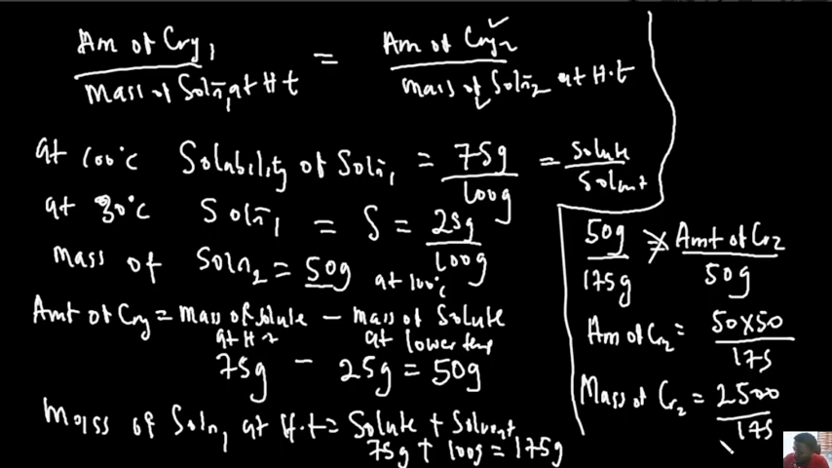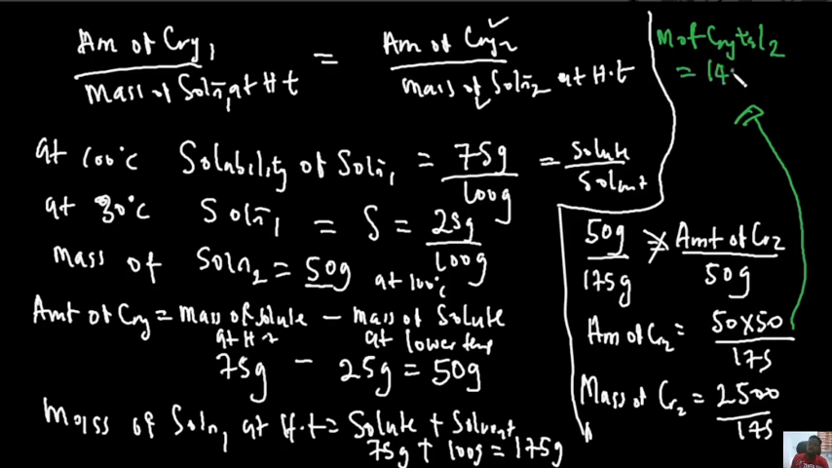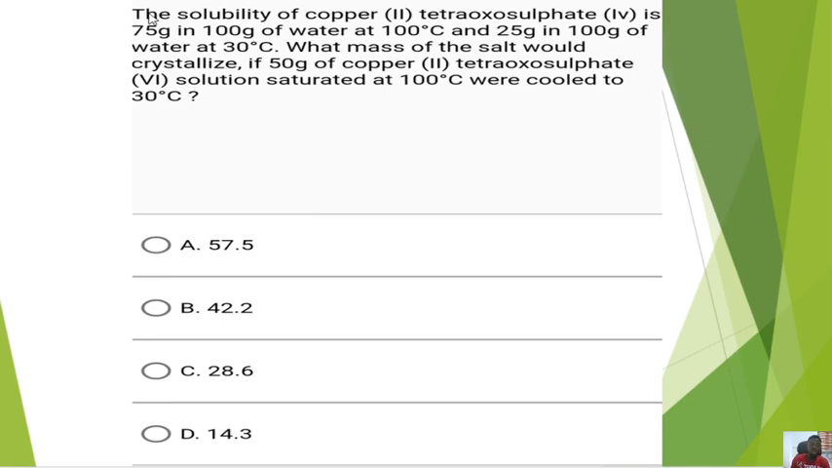Let's just confirm. 2500 divided by 175, and you have 14.28, which is approximately 14.3. So our mass of crystal, I'm bringing it up here so that we would not need to clean the board. Up here, the mass of crystal 2 is equal to 14.3 grams. And that's that basically. So let's check our options to see if that is even there. So looking at our options, on the solubility of copper 2 sulfate, that's going to be D, that's the answer. So basically, once you are asked to find the amount of crystal, apply these principles and you get it.